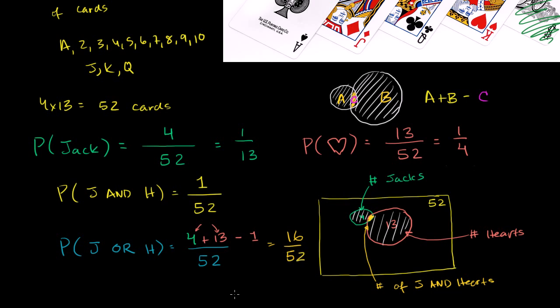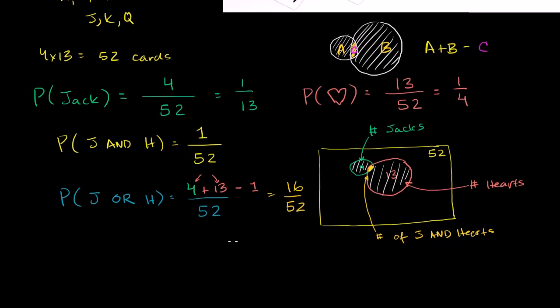or this is going to be 16/52. Both of these things are divisible by 4. So this is going to be the same thing as, if you divide 16 by 4, you get 4. 52 divided by 4 is 13. So there's a 4/13 chance that you get a jack or a heart.